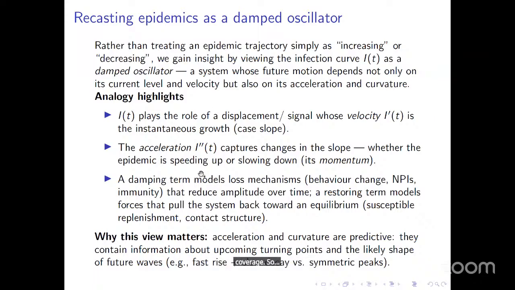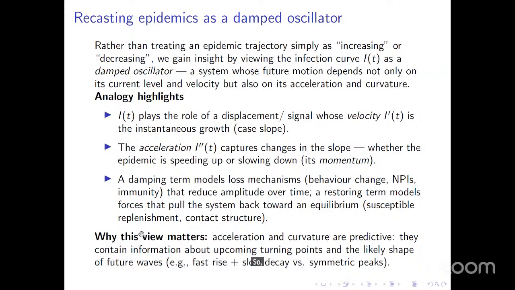The highlights: I(t) plays the role of displacement. Velocity signals instantaneous growth and the slope. Acceleration captures the change in the slope, whether the epidemic is speeding up or slowing down. The damping term models loss mechanisms and behavior change that reduce amplitude over time. A restoring term models forces that pull the system back towards equilibrium, such as susceptible replenishment or contact structures.